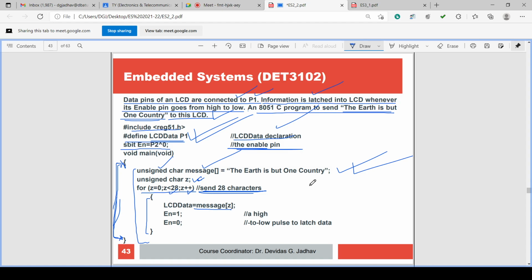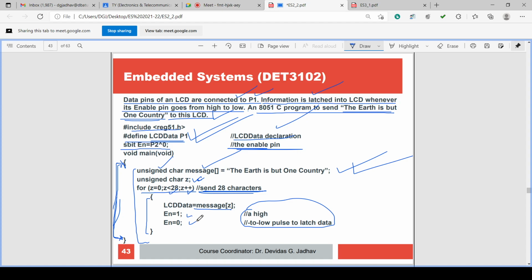EN is high, then EN becomes low. So this is a high to low pulse generation to latch the data. EN is 1 and EN is 0. High to low transition on enable pin is there. Then it will latch the data.